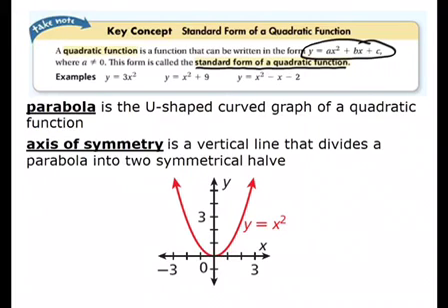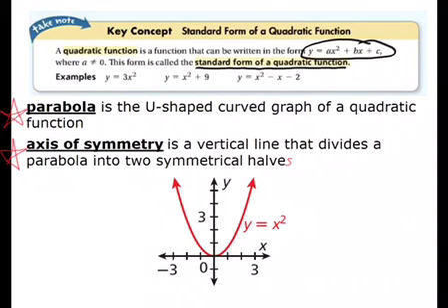Now we've got some key concepts we need to be aware of. We've got parabola, which is a U-shaped curve graph of a quadratic function. And then we have axis of symmetry. The axis of symmetry is a vertical line that divides the parabola into two symmetrical halves.